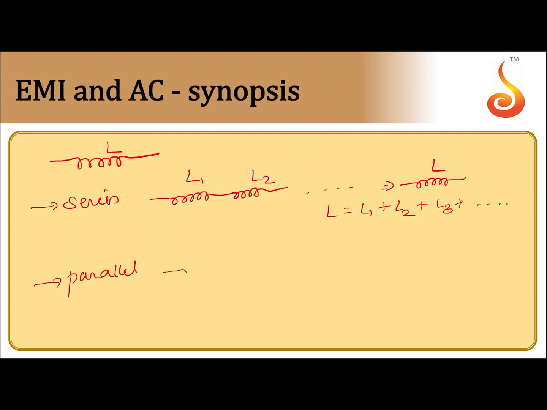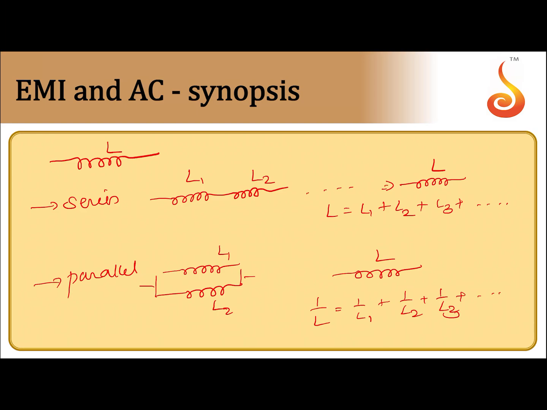In parallel combination, L1, L2, etc., and the inductance L is related to these by the reciprocal relation. 1 by L is equal to 1 by L1 plus 1 by L2 plus 1 by L3 and so on. So these are the relations for series and parallel combinations.